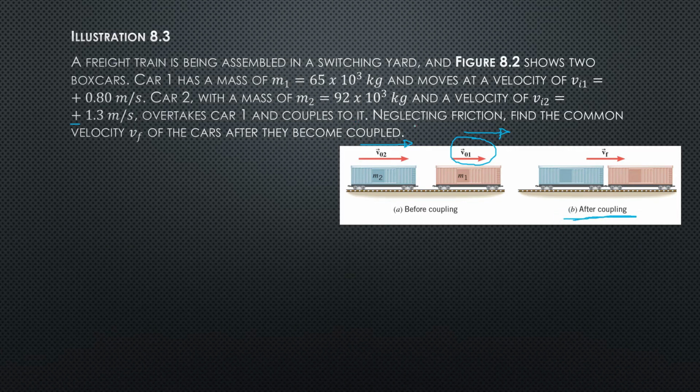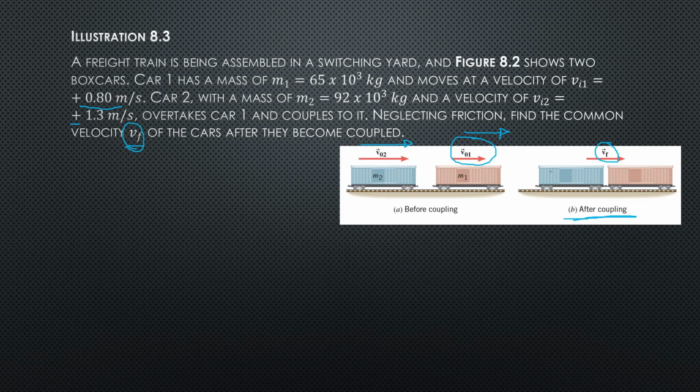Neglecting friction, find the common velocity of the cars after they become coupled. So the tendency is that car 2 is much faster than car 1. When it overtakes car 1, it becomes coupled, leading to a single motion that gives you the final velocity. So the question is, find the common velocity vf.